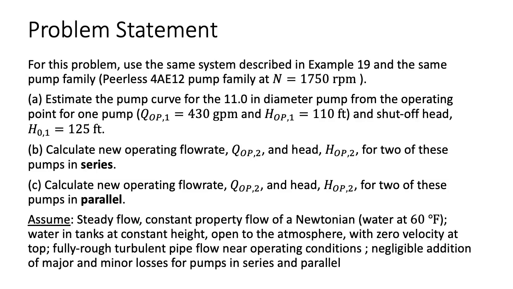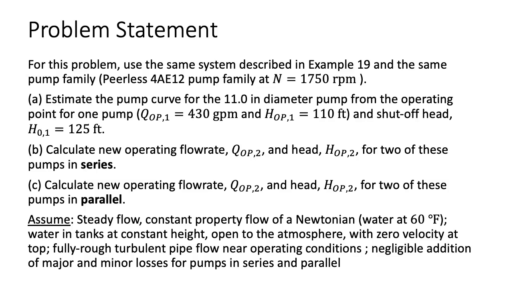These include the following. First, we assume steady, constant property flow of a Newtonian fluid, which is water at 60 degrees Fahrenheit. Second, we assume that the water in the large tank has a constant height, that is, open to the atmosphere, and that the velocity at the top is approximately zero. Third, we assume fully rough turbulent pipe flow near the operating conditions for the pump.